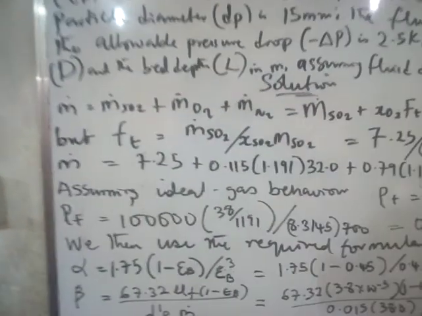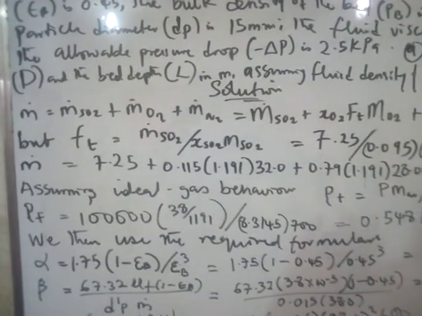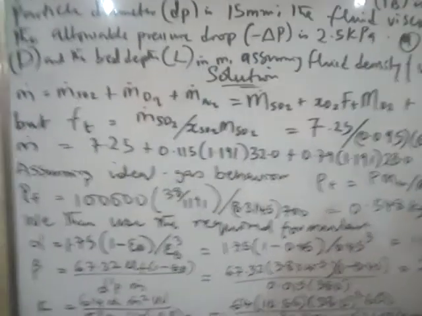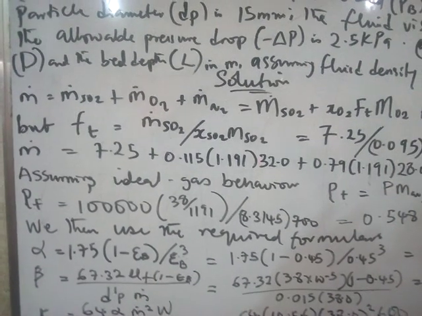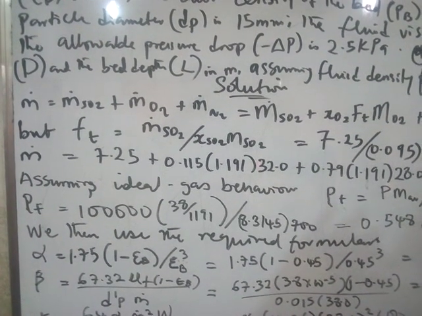kilograms per second. So having found the total mass flow rate, we now assume ideal gas behavior in order for us to find the density of the feed.